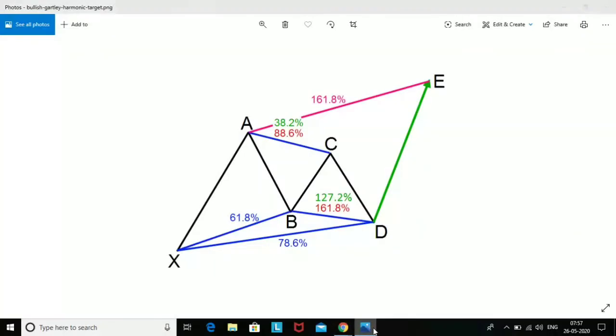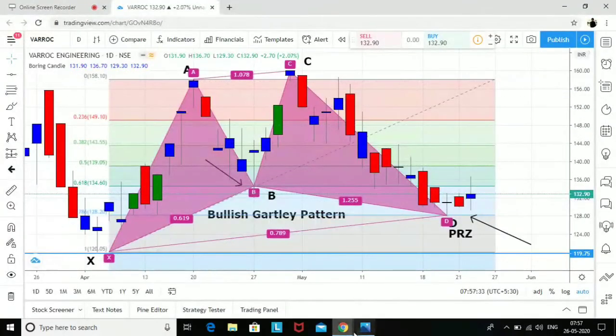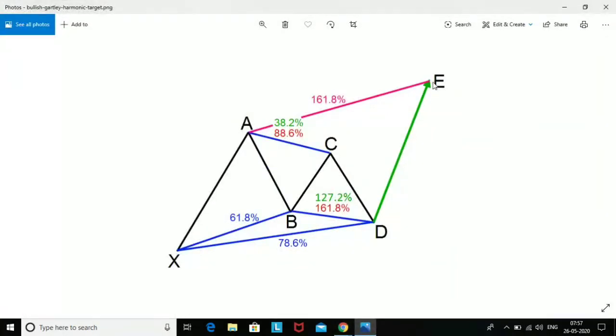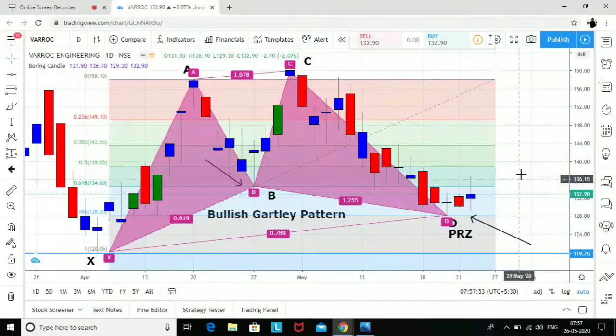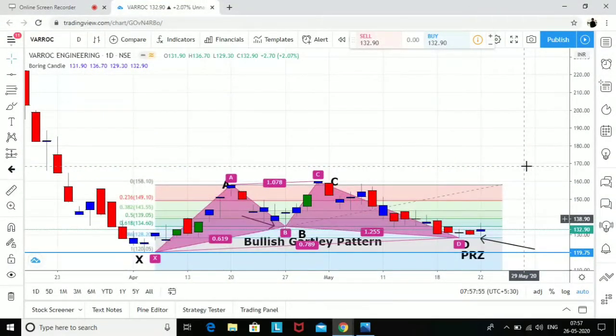Also now we will see how we can plot the target. So in this case, the target is E. If you see A and E, there is a ratio of 161.8%. There's a ratio of 161.8. Now, how are we supposed to draw 161.8?